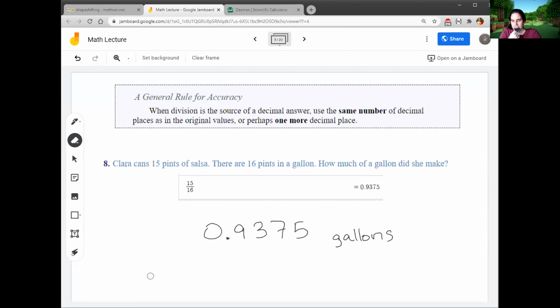Wait, what? When I do 15 divided by 16, I get that many decimal places. Can we trust them all? No, she's not measuring things to tenths, hundredths, thousandths, 10,000ths of a gallon. No one in their home kitchen would do that. How about that decimal? Is that going to work?